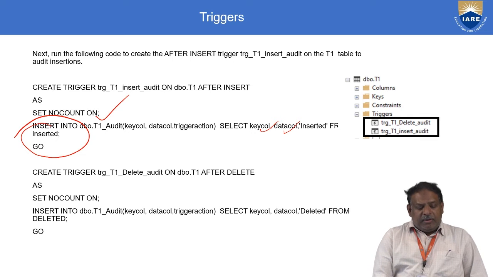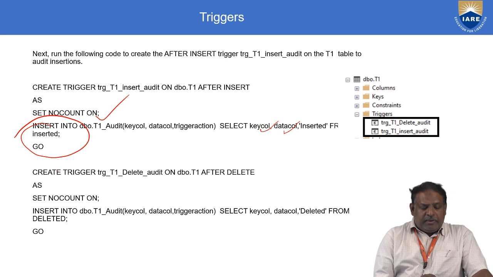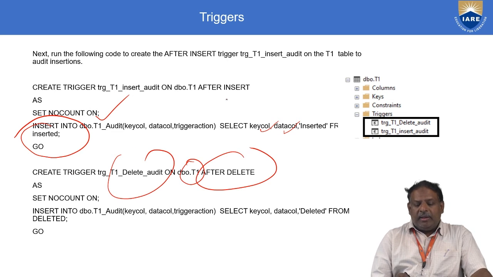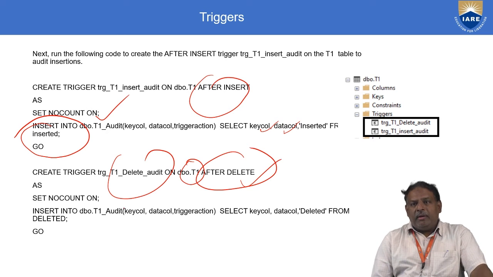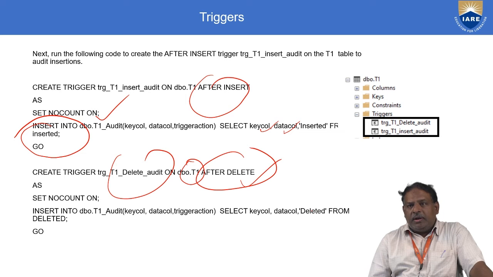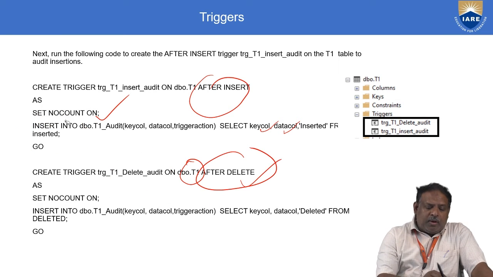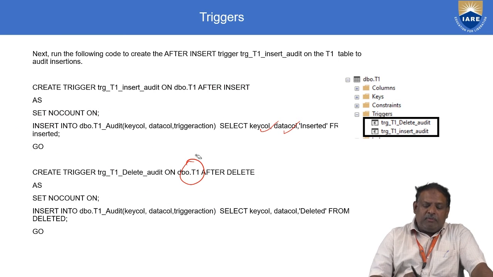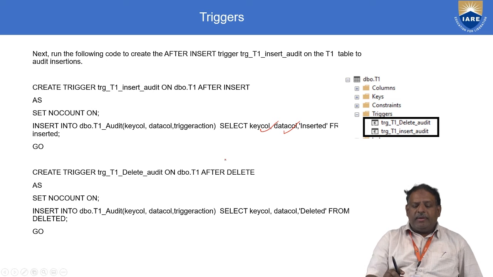Same thing for the next trigger. We're creating one more trigger: create trigger, trigger name, on the T1 table, after delete. Here it is for insert, and now it is after delete. Here I am saying that you insert the deleted columns from the deleted table into the audit table. Now I have two triggers on this T1 table, one for after insert and the other for after delete.